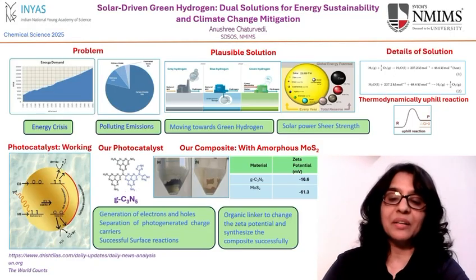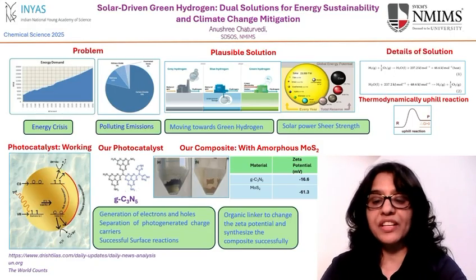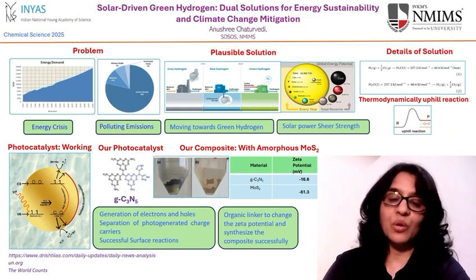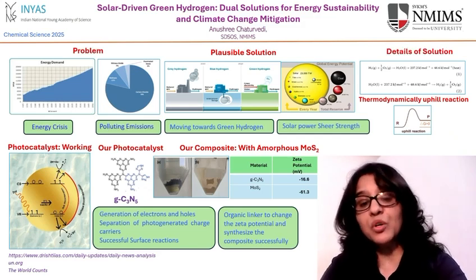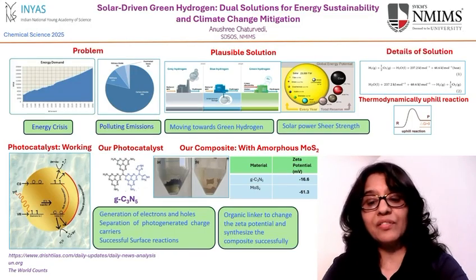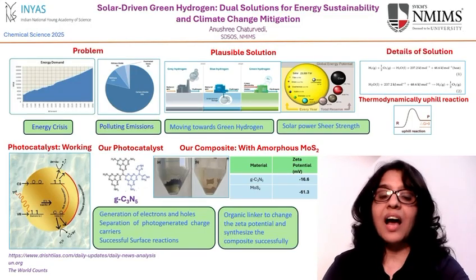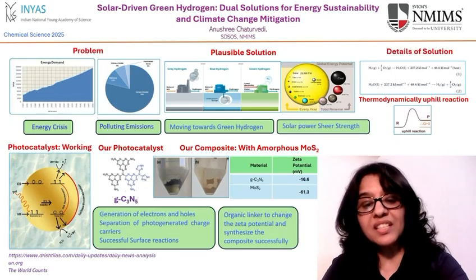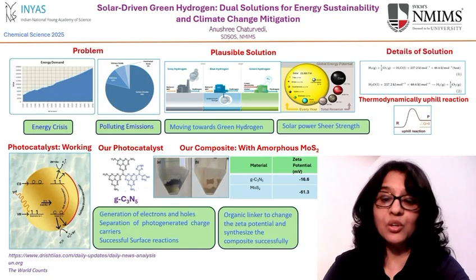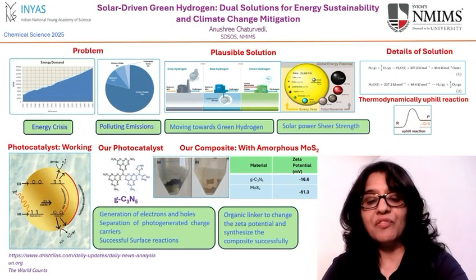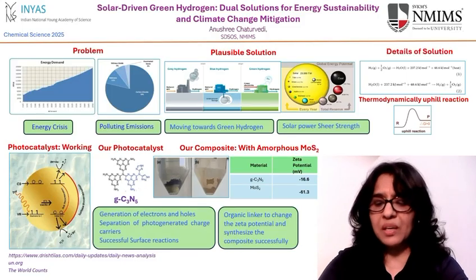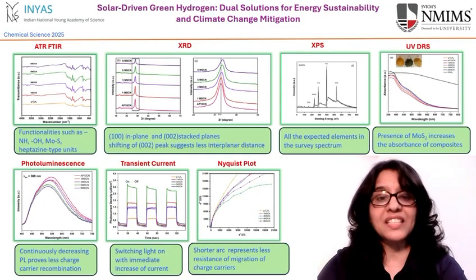My photocatalytic material is nitrogen-rich graphitic carbon nitride, that is C3N5, composited with amorphous MoS2 as a co-catalyst. Since both MoS2 and graphitic C3N5 have negative zeta potential, I first modified carbon nitride with an organic linker to convert its zeta potential to a positive value, so that the composite can be formed by strong electrostatic attraction between them without separating into two different phases.